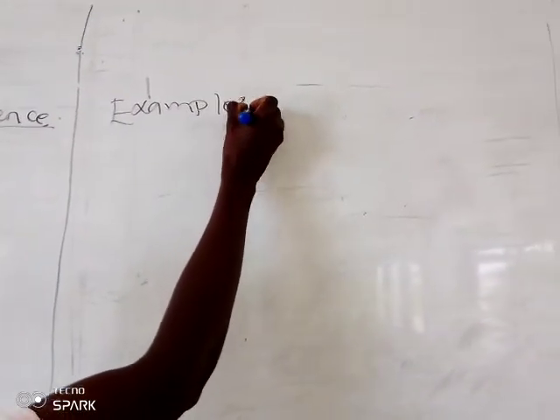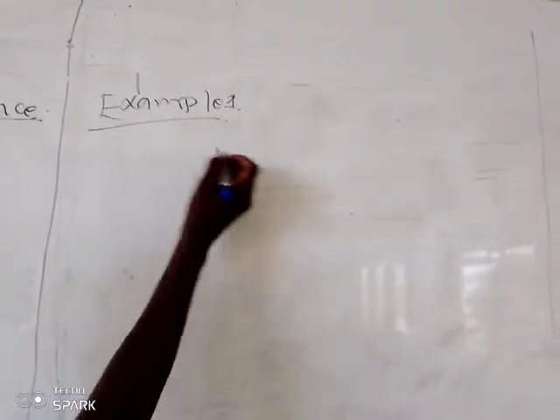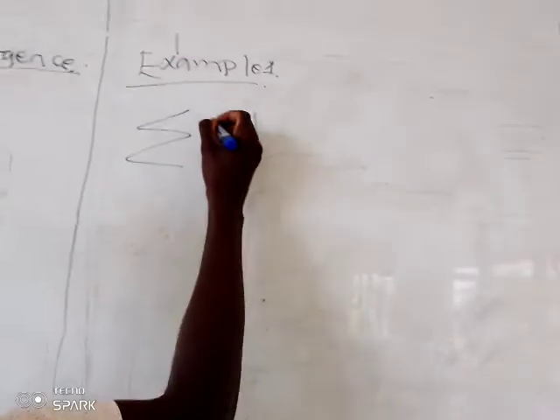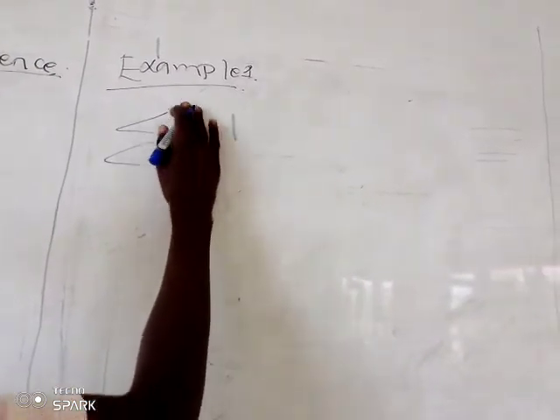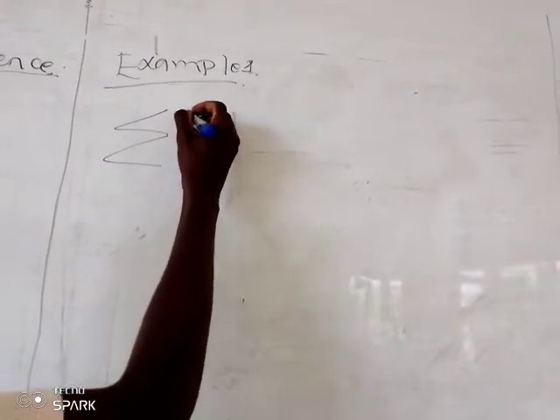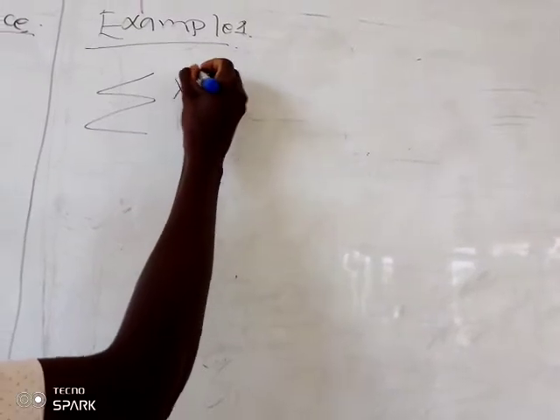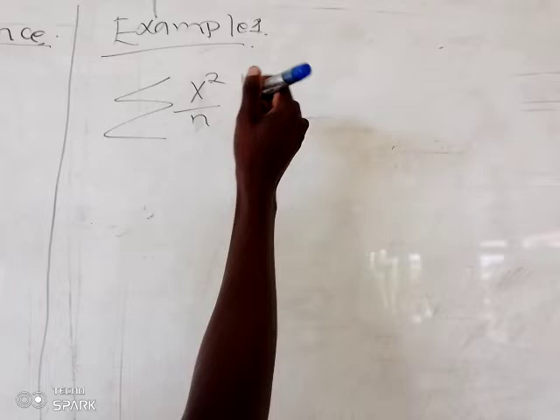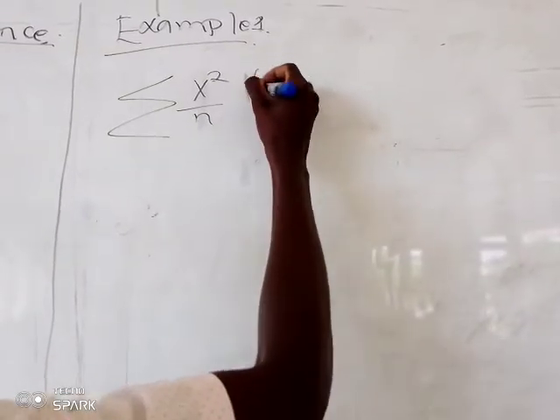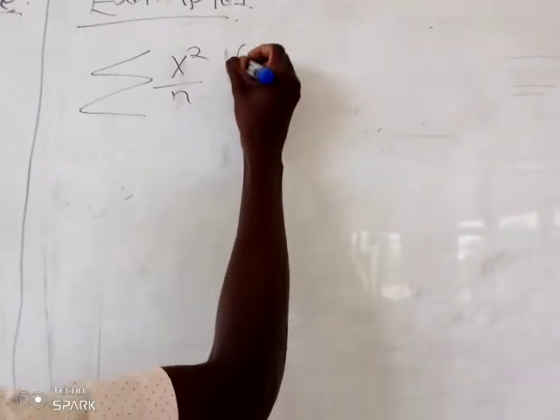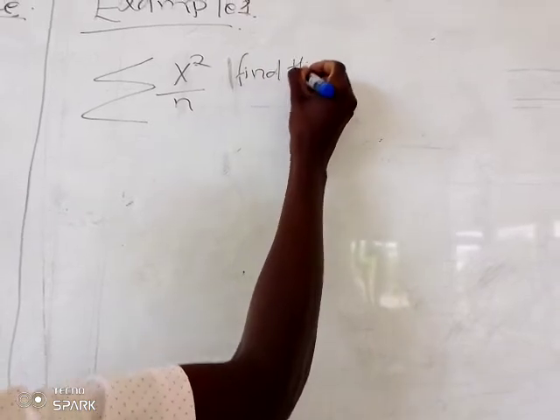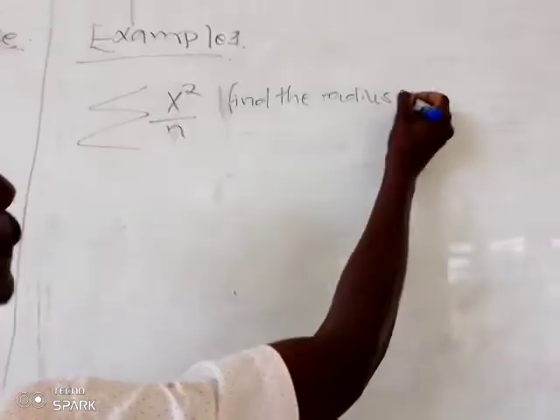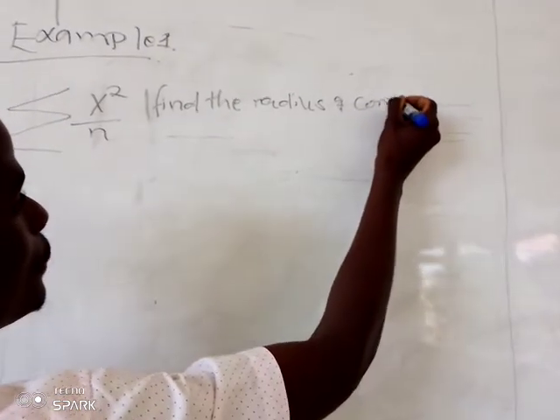Example 1. You have been given a power series, summation of an. Let's use summation of x squared all over n factorial. So find the radius of convergence.